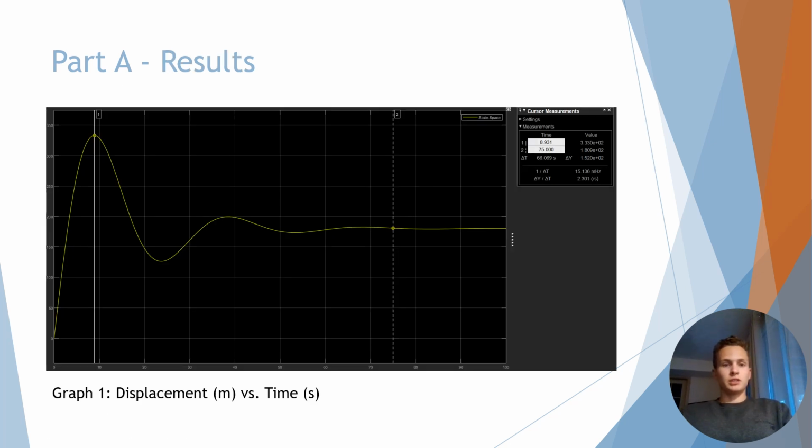This graph represents the displacement of the jet. It just reaches the end of the runway before being pulled back by the spring force in the cables. It settles at about 180 meters.